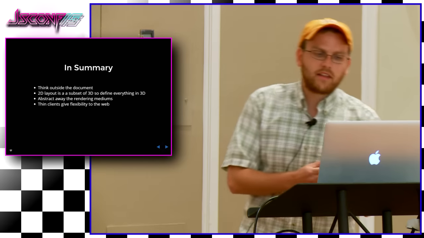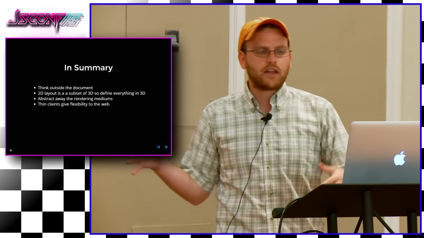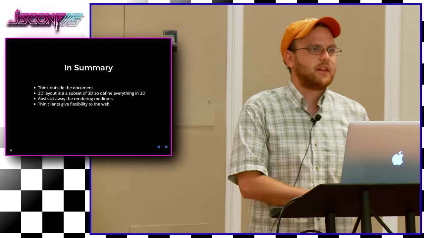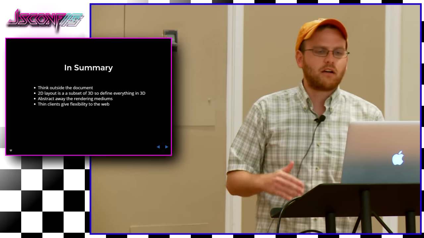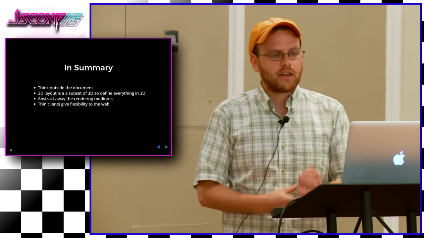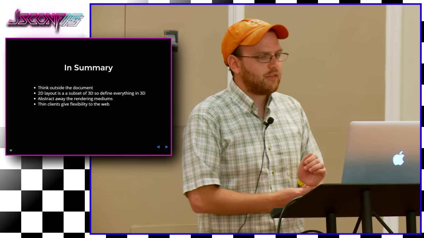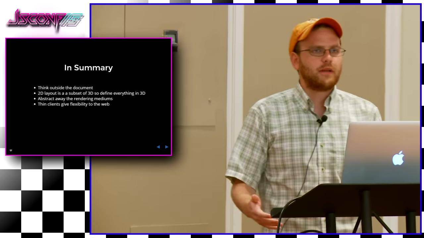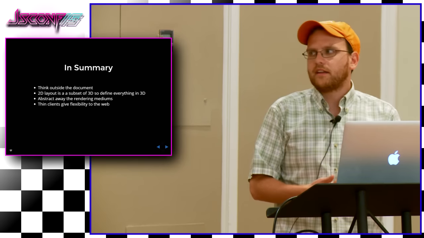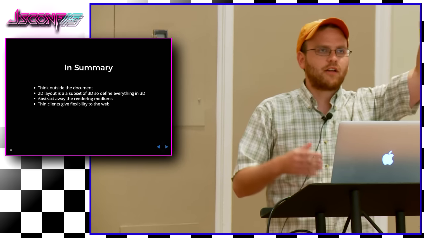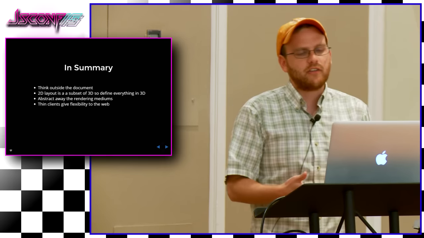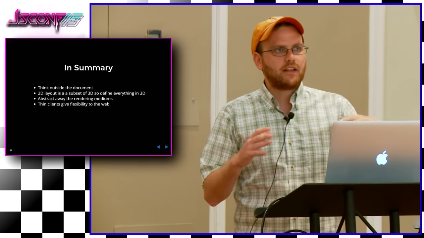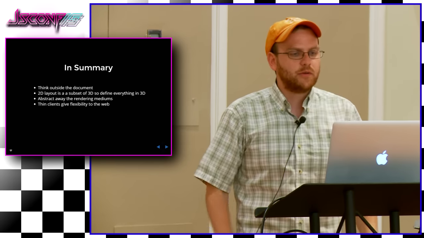So in summary, I think the big thing is you've got to think outside the document. There's a lot of cases where the document is the right thing to do. Your content really is newspaper style content, but it's not for everything. 2D layout is a subset of 3D, so let's define the world in 3 dimensions. If I need to do 2D, it's about moving something here and then just working in 2 dimensions. You can make that adjustment very, very quick by shrinking the amount of Z you use.